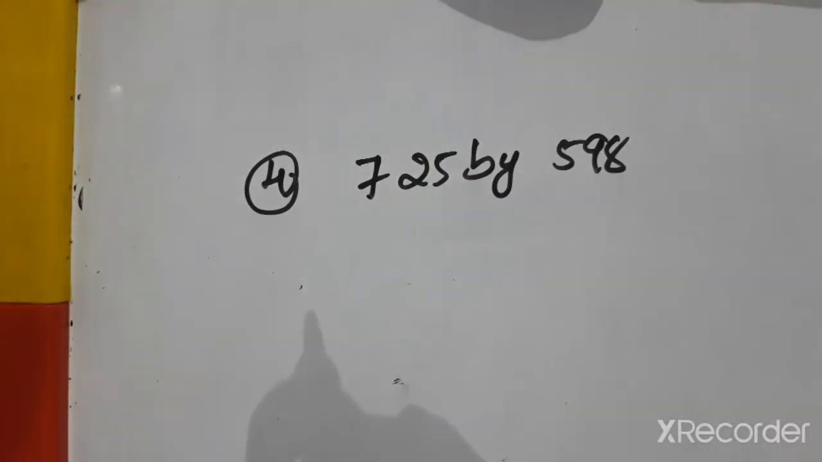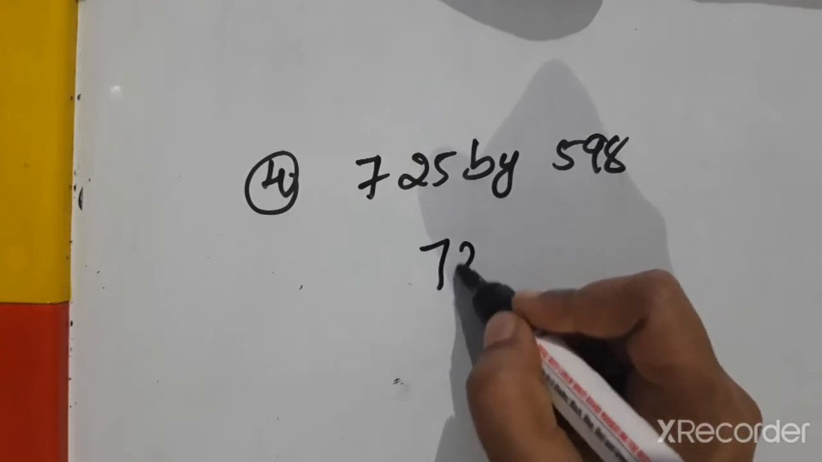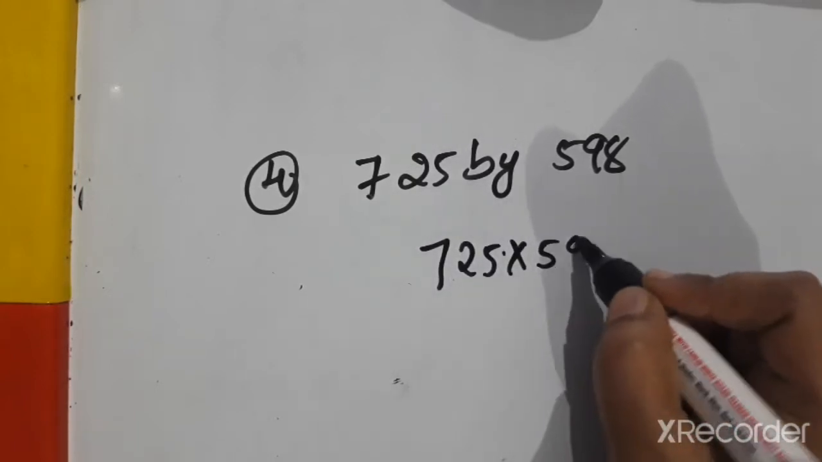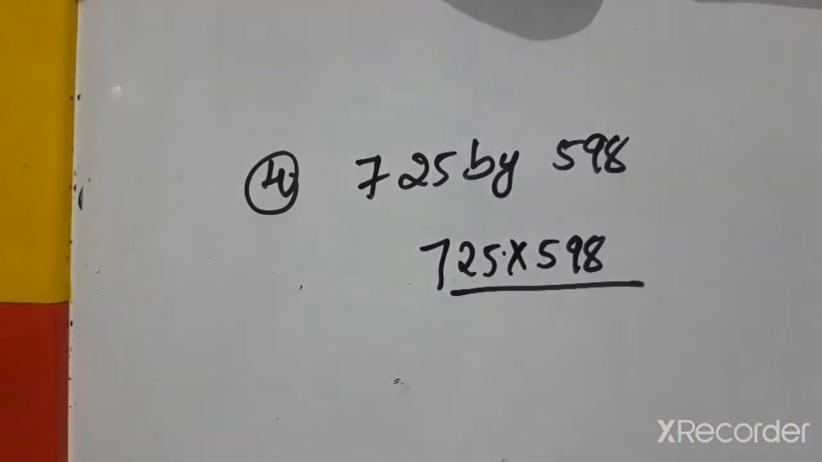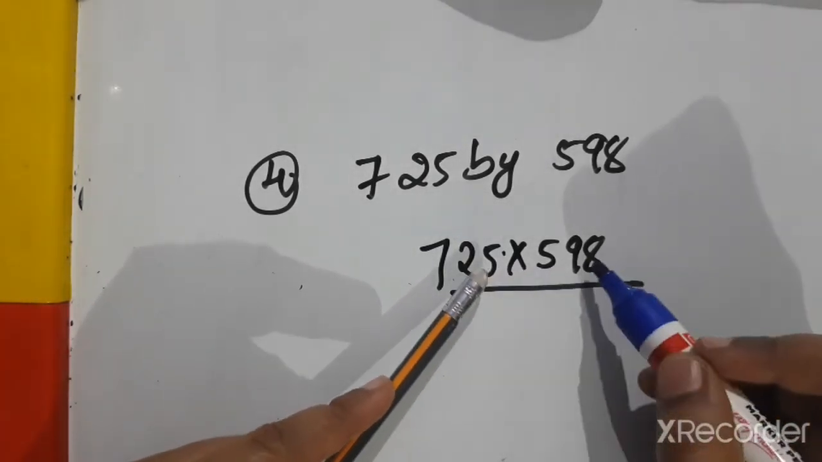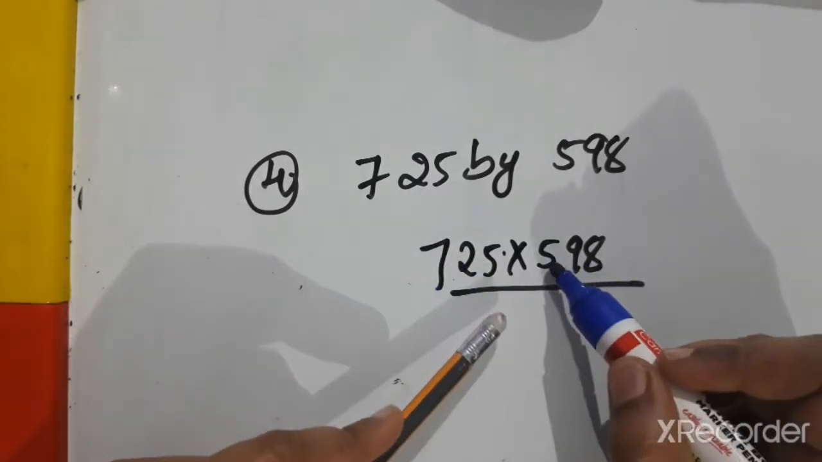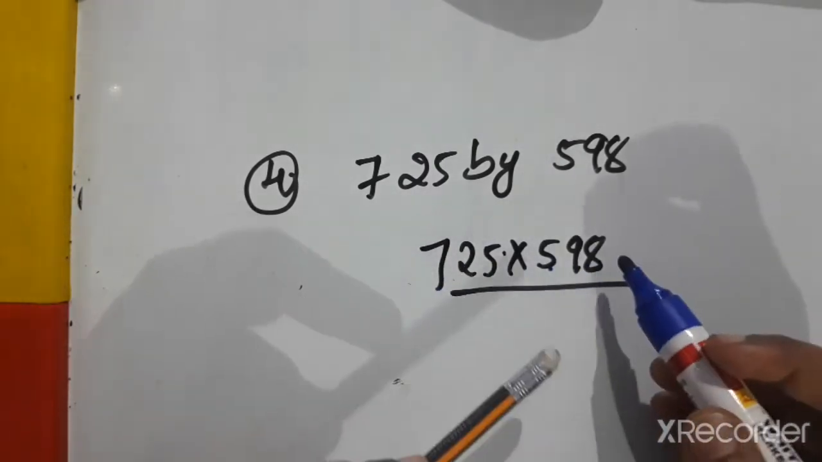So next question, the fourth one, 725 by 598. 725 into 598. So multiply with each number. 8 into 5. 8 with each number, that is the first line, and second line 9 with each number, and third line 5 with each number we have to multiply.